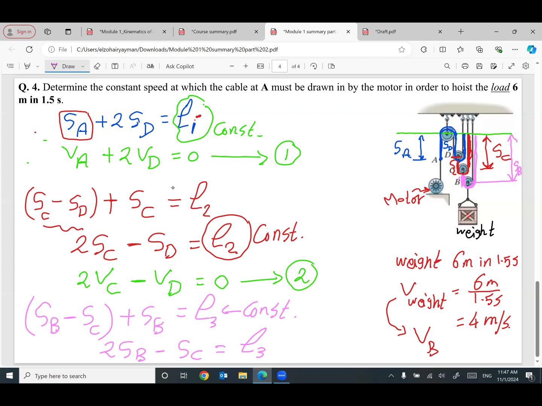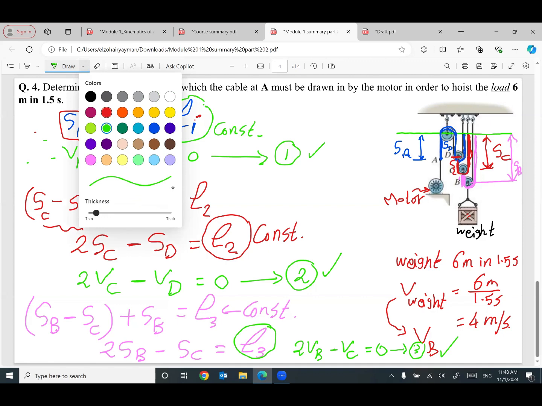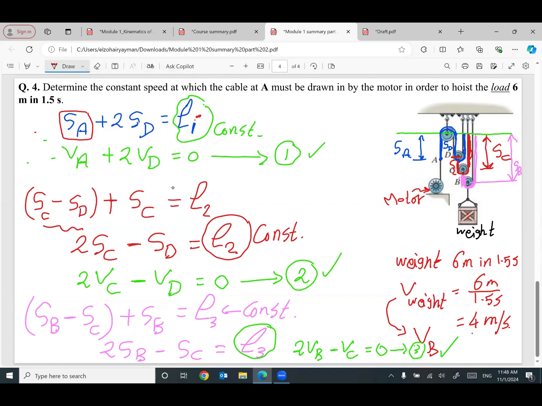If you differentiate this equation, it will give you the third one, 2 velocity at B minus velocity at C equals 0, because this side is constant. And this is equation number 3. So I can say how many cables you have will tell you how many equations I expect. Now keep in your mind the velocity at point B is given.